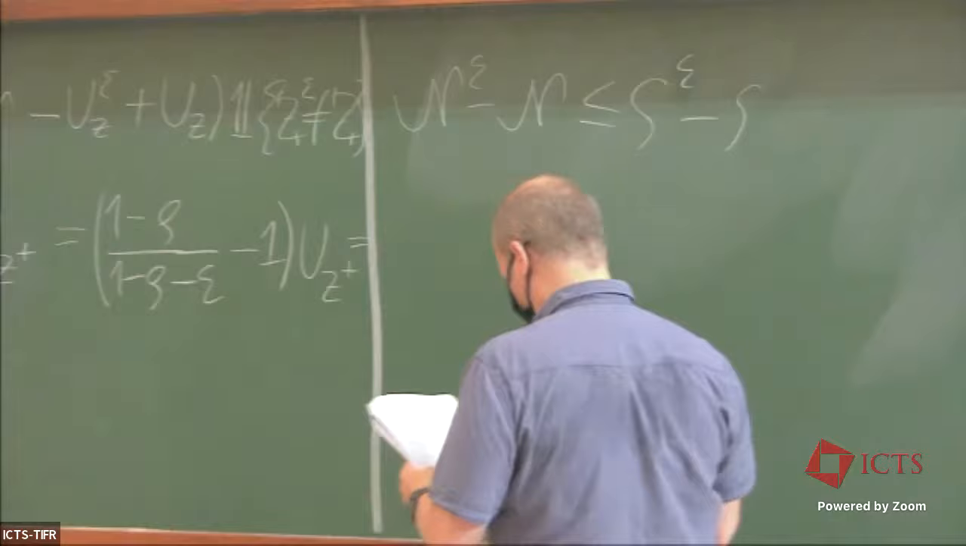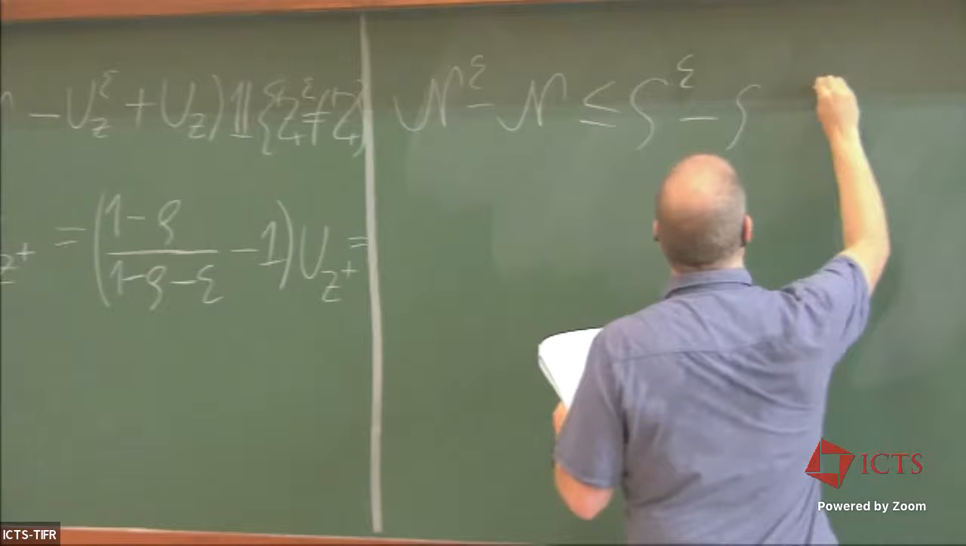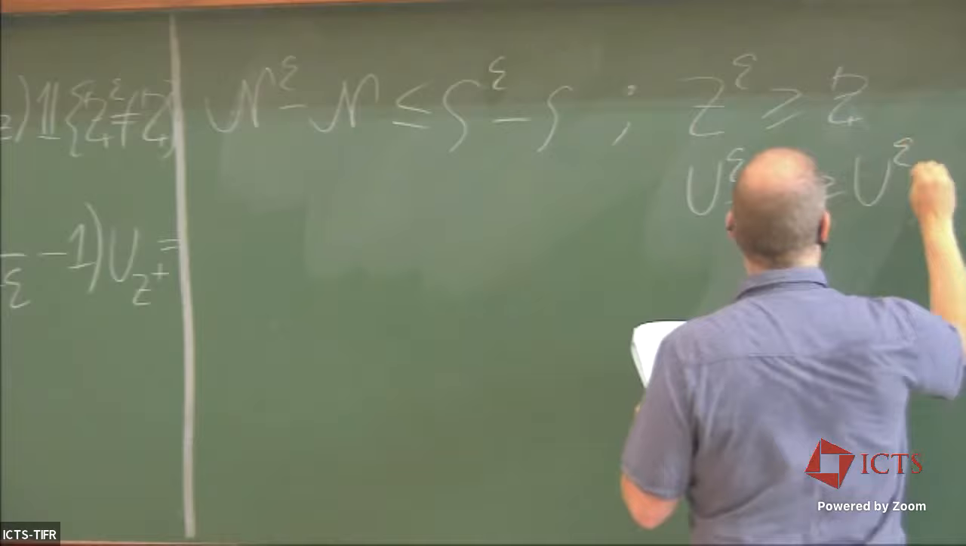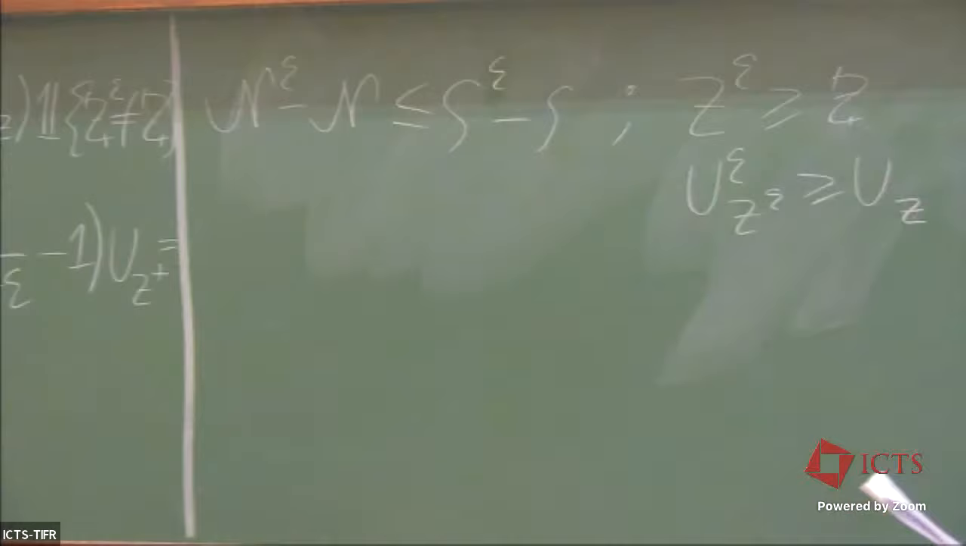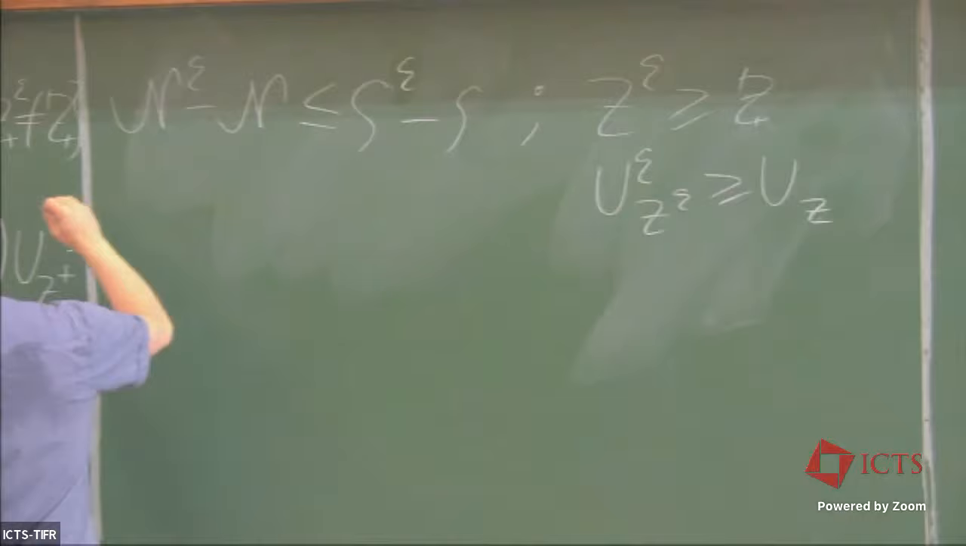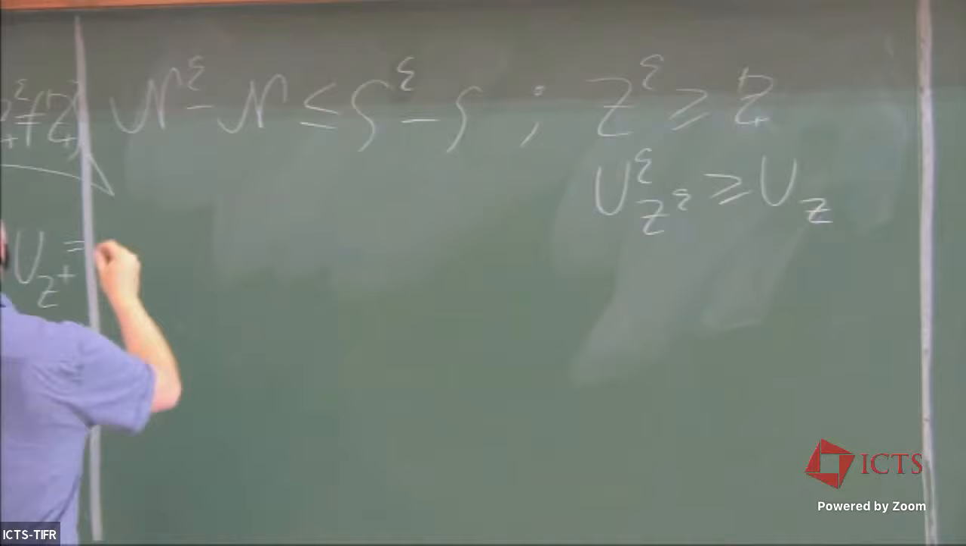And another observation is I already told you that Z^ε is bigger than or equal to Z. Not only this, but also U^ε of Z^ε is bigger than U of Z. That's the other thing. Because I'm exiting more to the right and I have more weights altogether, I cannot be smaller. So using all these, I'm going to look at this term here under an expectation.